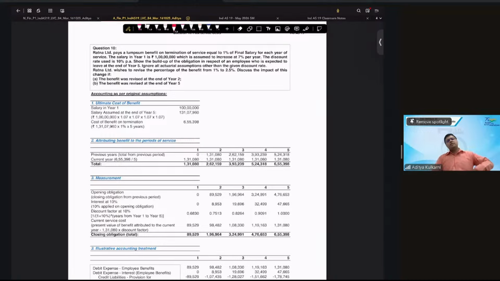So I think last session we had covered quite a bit on Ind AS 19. We had discussed short-term employee benefits, your salaries and wages, and then we saw in detail short-term compensated absences, where you had accumulating and non-accumulating. Accumulating, you had vested as well as non-vested accumulating benefits.